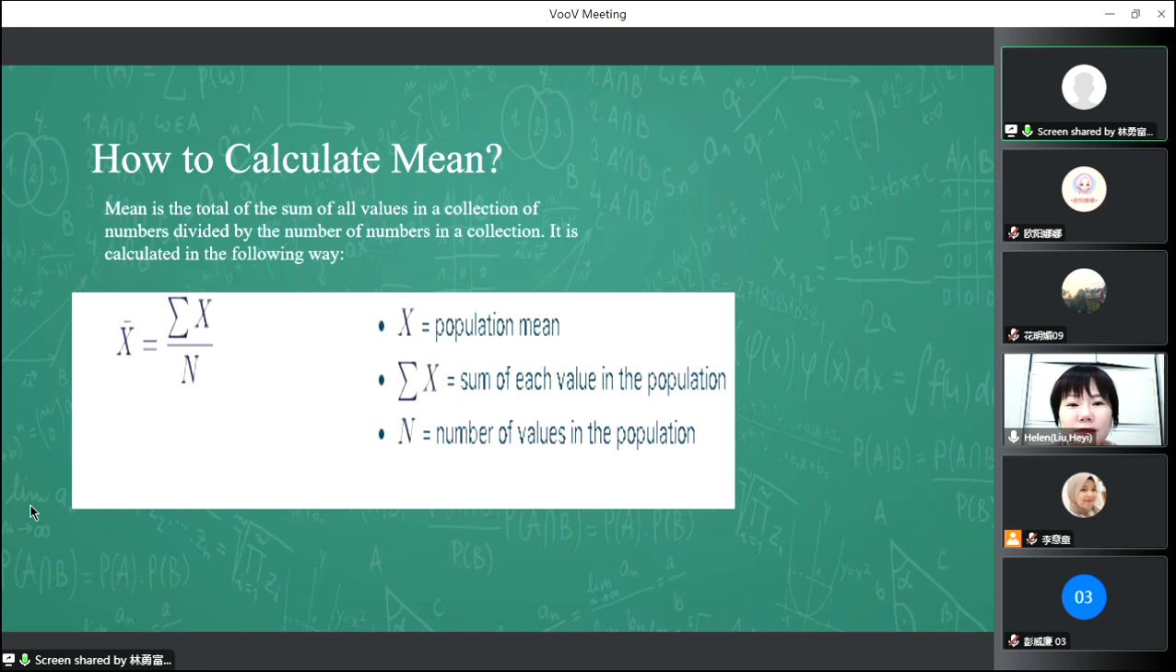So how to calculate mean? Mean is the sum of all values in a collection of numbers divided by the number of values in the collection. It is calculated in the following way. So we can see here is the formula. Mu is the population mean, sum of X is the sum of all values in the population, and N is the number of values in the population.